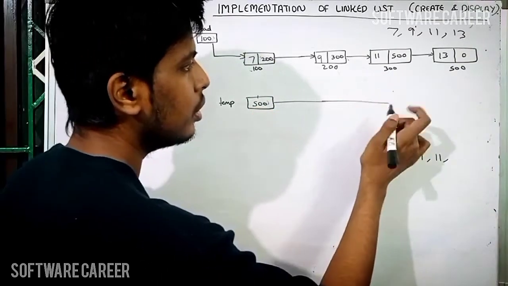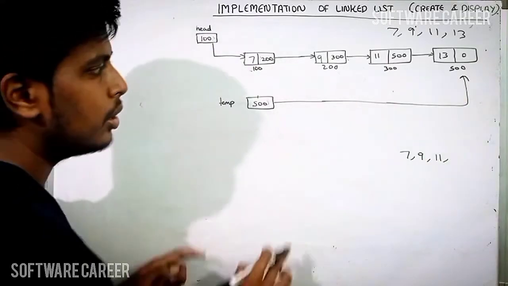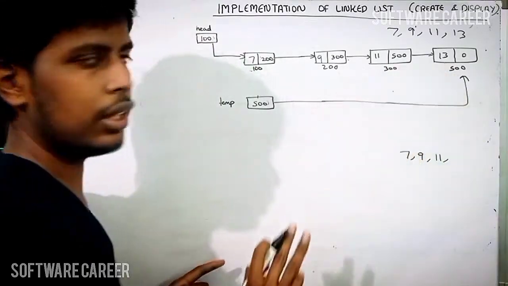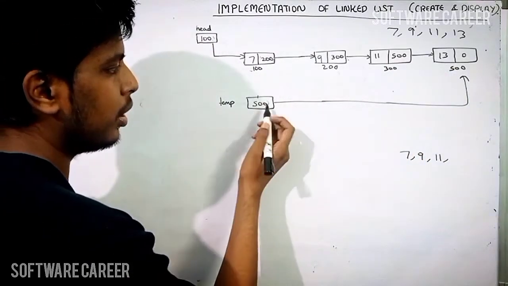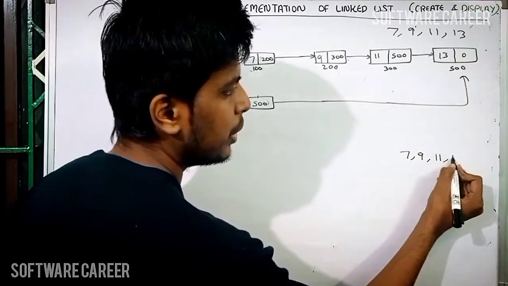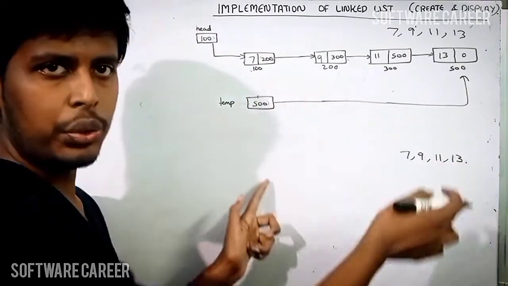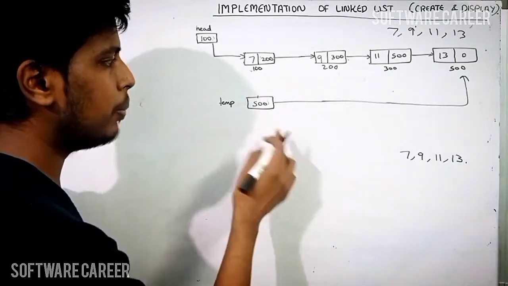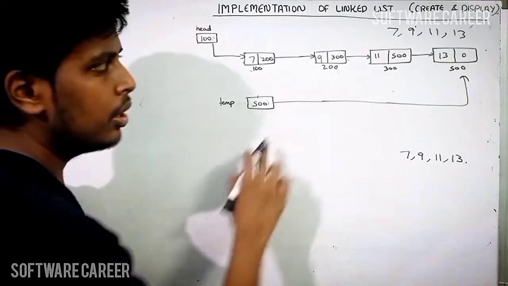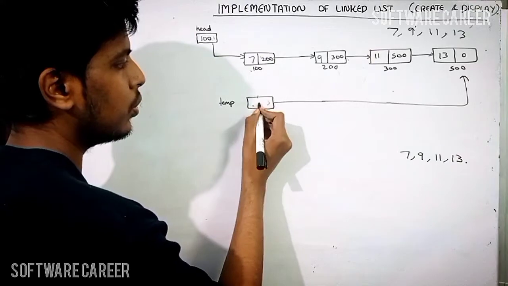So this is pointing to the last node, which has address 500. Now I should print the data present in that node. So print temp data. Temp is 500, and 500's data is 13, so I am printing 13. Now I should move the temp pointer to the next node. So temp equals temp next. Temp is 500, and 500's next is 0. So I am updating the value to 0.